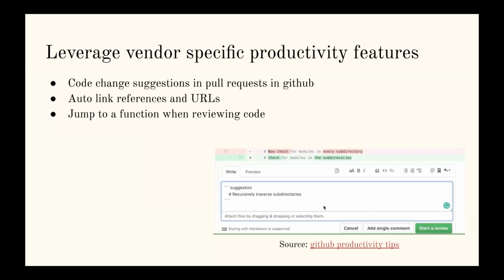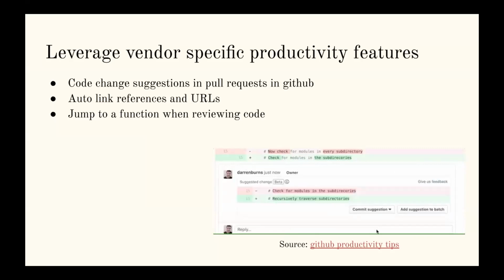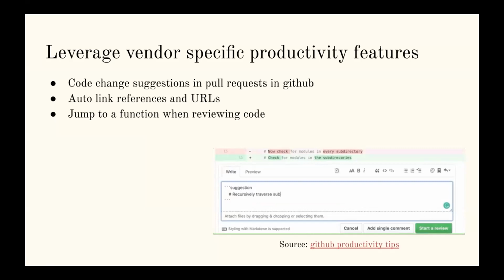I added some link here. Auto-link references and URLs. For example, if you are working on an issue, if that issue tracker is somewhere, you can always link them to your pull request. And that's a very good way to link those things so that anyone reviewing the code can go to the issue and see what exactly this pull request is solving, and that helps big time. And jump to a function when reviewing code. So this one I found very interesting because often when there is a big pull request, you don't know who is calling what. So a way to jump from function to function is really very helpful. So GitHub has all those features and there are much more. Don't forget to check those out.